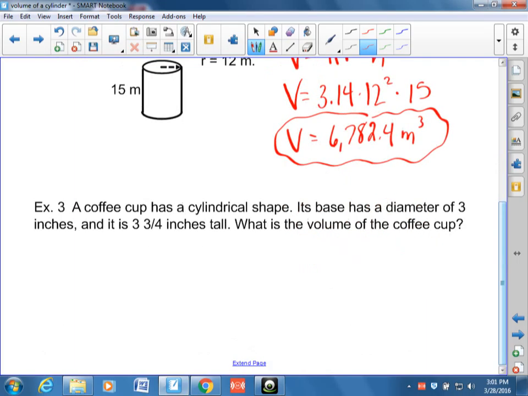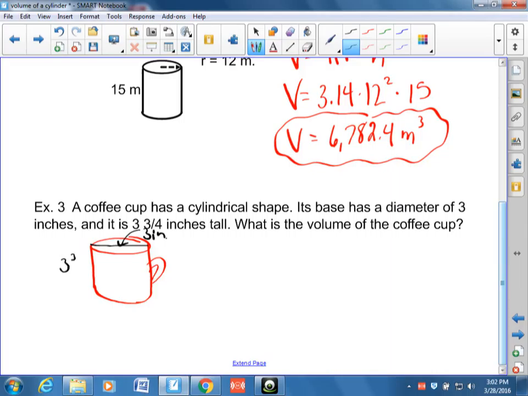Third example, one more time. This time we've got a coffee cup. And again, when you've got something geometric, it's nice to draw it. Here's my handle. And we've got, this time, a base diameter. So pay attention to those details. Sometimes people go through this so fast, they don't pay attention to the fact that it's a diameter instead of a radius. So the diameter is 3 inches.